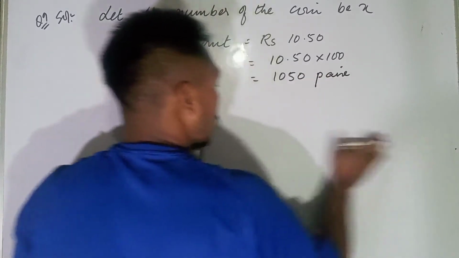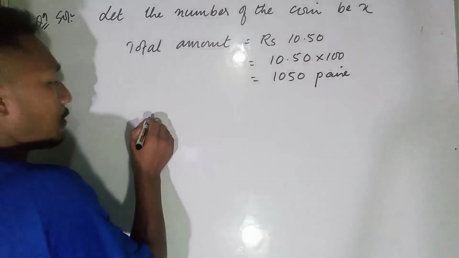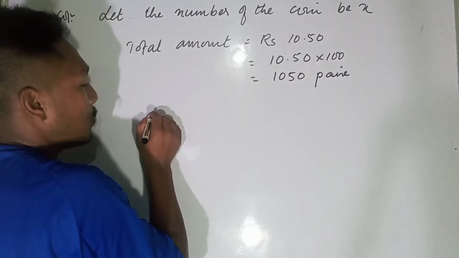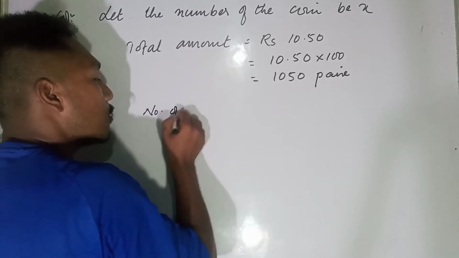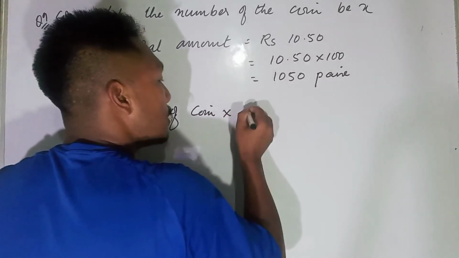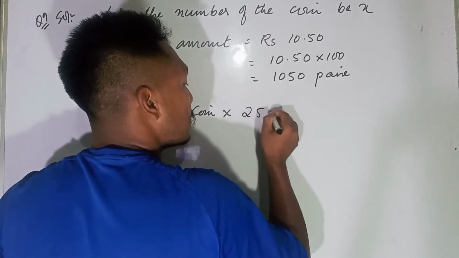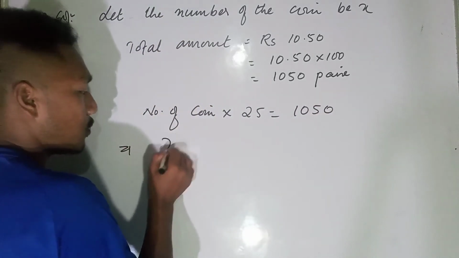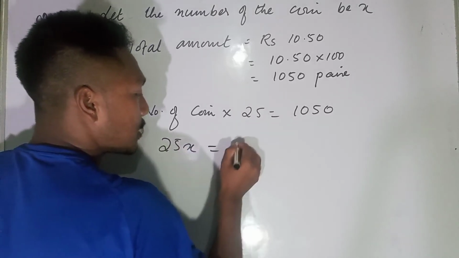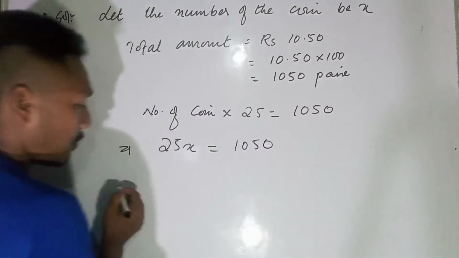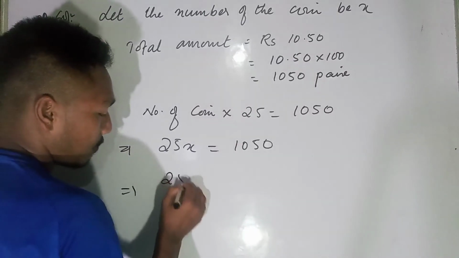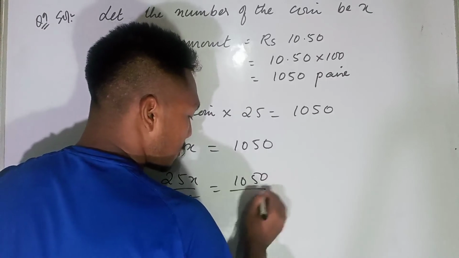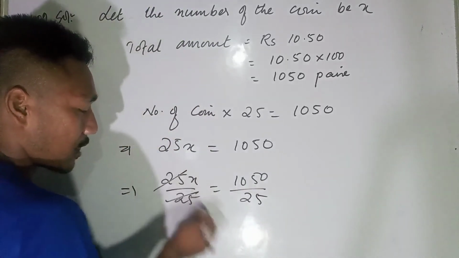According to the question, each coin is 25 paisa, and the number of coins we don't know, so if I multiply the number of coins by 25 paisa, we get 1050 paisa. The number of coins is x, so 25 into x is equal to 1050. Now if I want to remove the 25, that means 25x divided by 25 equals 1050 divided by 25. So 25 and 25 cancel.